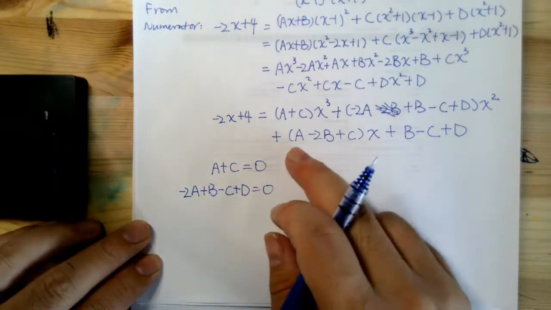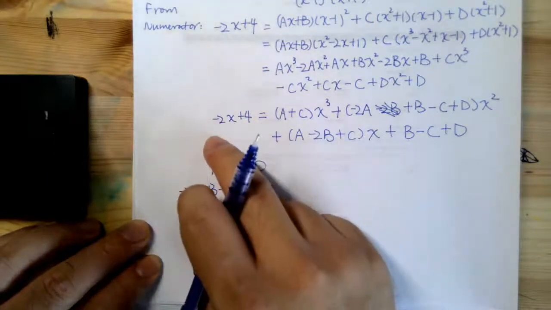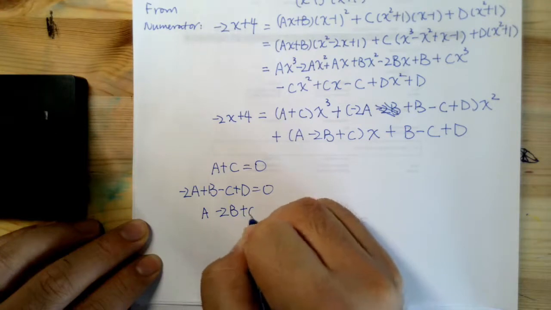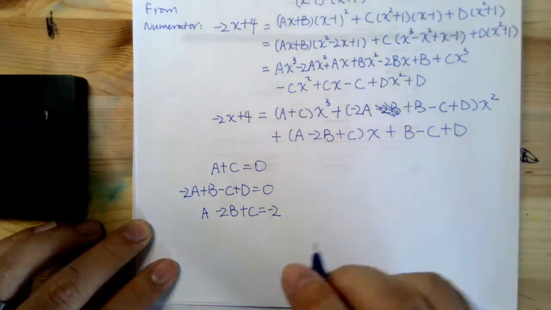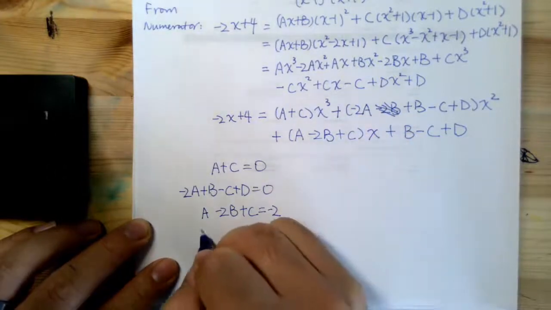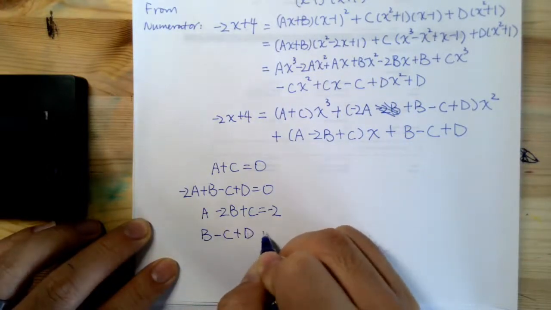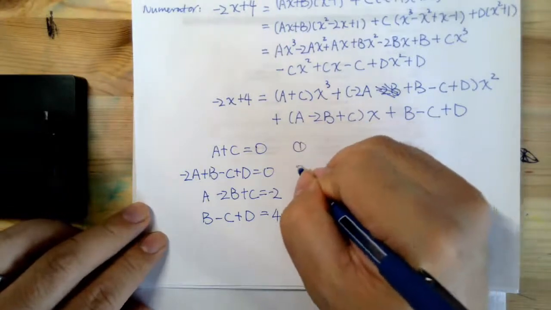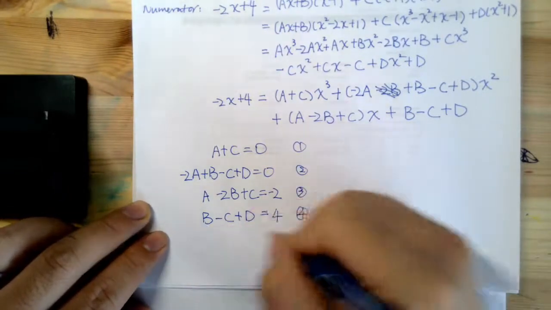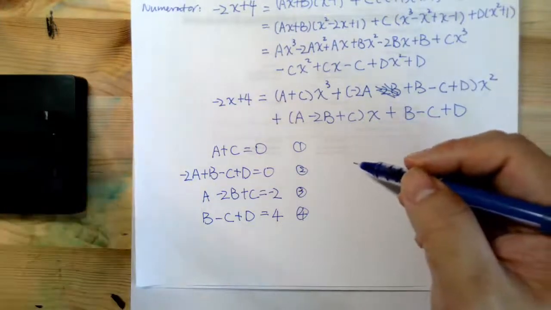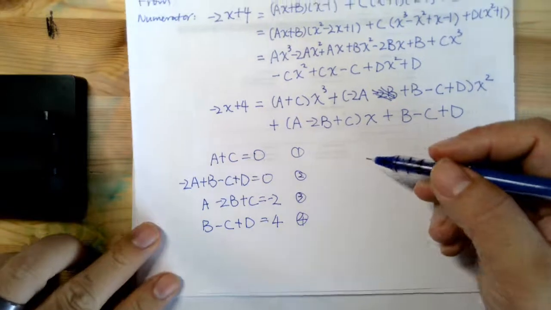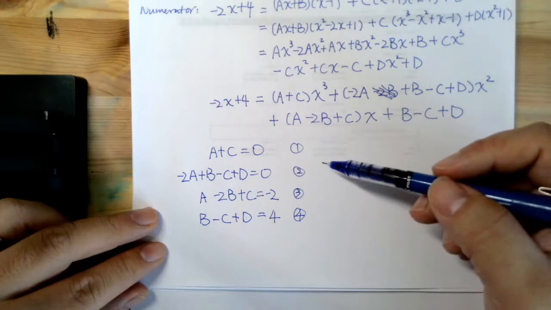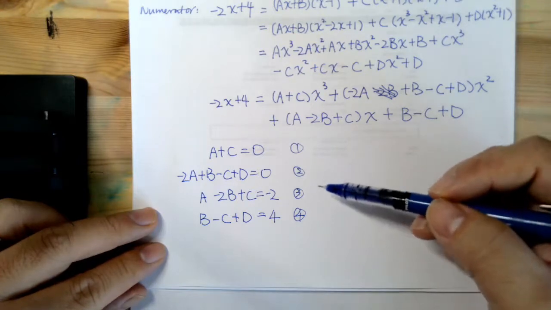The third equation we can get is that the coefficient in front of x must be minus 2. So it's a minus 2b plus c equals minus 2. And then similarly, the constant matches the constant, so b minus c plus d is going to be 4. Okay, so now I have 1, 2, 3, and 4. This is called a system of linear equations. But we need to solve for a, b, c, d. But it's not that bad if you look at it more carefully.